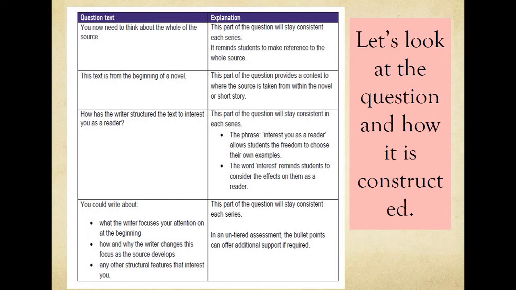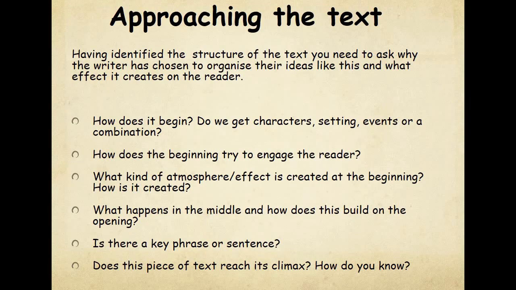And you could write about. So this part of the question will stay consistent in each series. In an untiered assessment, the bullet points can offer additional support if required. So exactly what I was saying, that's there just to help and guide you if you start to get a little bit panicked. So, approaching the text. This is where you're going to start building on those little annotations and structural notes that you've made on your extract already. So, having identified the structure of the text, you need to ask why the writer has chosen to organise their ideas like this and what effect it creates on the reader.